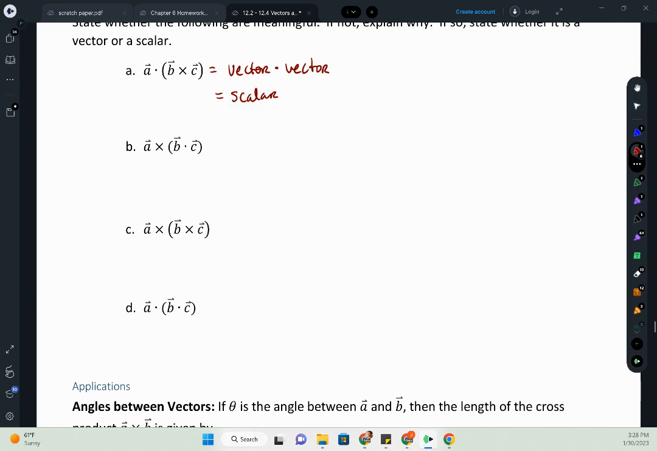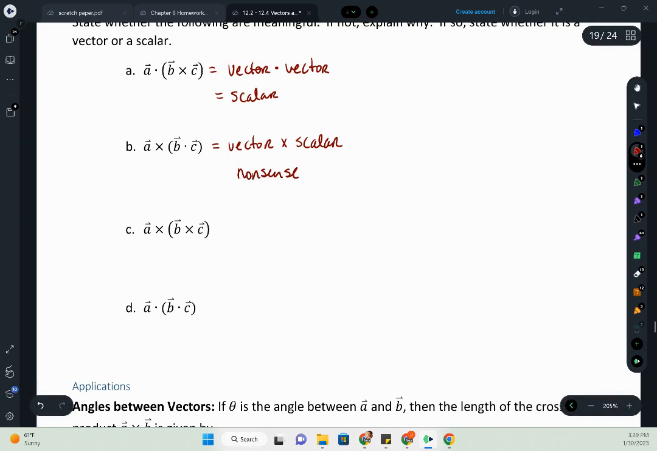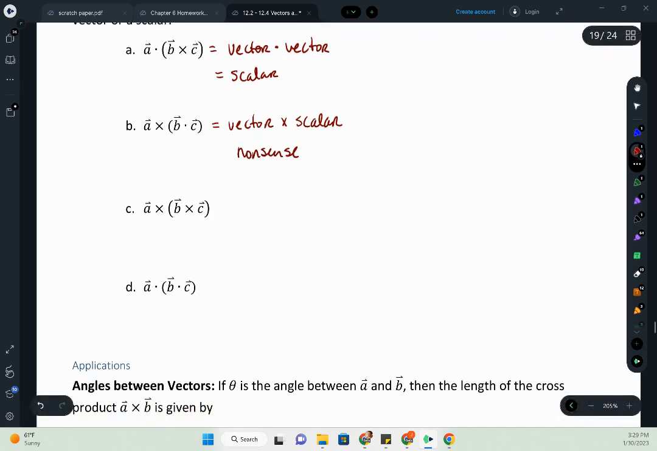The second one, B, now the parentheses are around a dot product and the cross product is outside. If we calculate a dot product, we will get a scalar. So what this is saying is take a vector and cross it with a scalar. We just got done doing the cross products. They require vectors. This is nonsense. There is no meaning to this. It cannot be done.